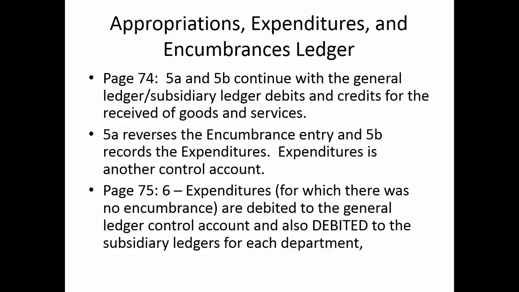Move into page 74, Journal Entries 5A and 5B. Continue with the general ledger subsidiary ledger debits and credits for the receipt of goods and services. 5A reverses the encumbrance entry, and 5B records the expenditures. Expenditures is another control account. Page 75, Journal Entry 6. Expenditures for which there was no encumbrance are debited to the general ledger control account and also debited to the subsidiary ledgers for each department.